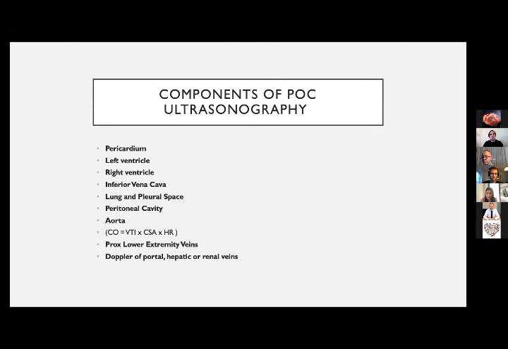When you do a point of care ultrasound, you're looking at the pericardium. You're looking at the intracardiac chambers, their relation to each other, LV function. You're looking at the RV function. You're looking for IVC collapsibility, diameter. You're looking at the lungs, pleural space, peritoneal cavity to see if there's any infection that you notice there. Aorta, you look for aortic dimensions. And of course, you can use LVOT to calculate your cardiac output. You're looking at the femoral veins, portal veins, hepatic veins, renal veins to look at the volume status.